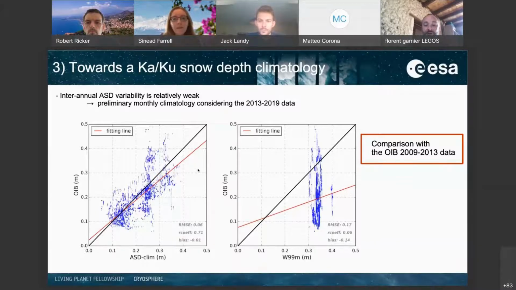And this scatter plot shows the comparison between this first ISD climatology and Operation IceBridge when we consider the 2009 to 2013 mission, which means where we didn't have some snow depth data from Saral. And actually we found quite good consistency with Operation IceBridge. It's much better than the Warren climatology, which is the scatter plot on the right, meaning that we could consider and we could use this snow depth estimation for at least the whole CryoSat 2 period.